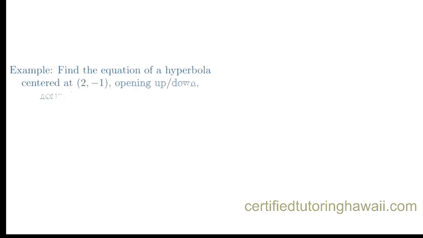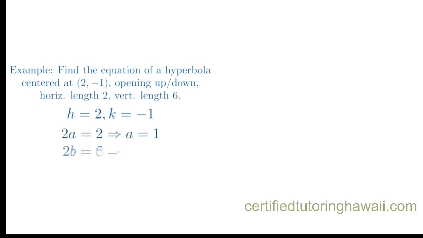Let's work through a final example. Find the equation of a hyperbola centered at (2, -1) that opens up and down with a horizontal length of 2 and a vertical length of 6. First, the center (h, k) is (2, -1), so h equals 2 and k equals -1. The horizontal length is 2, which means 2a equals 2, so a equals 1. The vertical length is 6, so 2b equals 6, which means b equals 3.